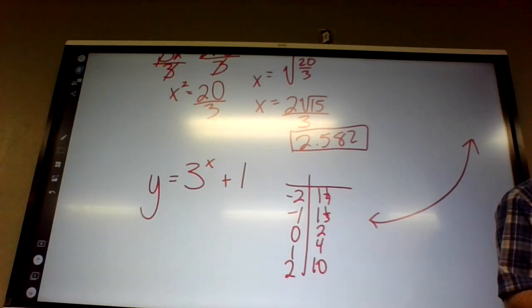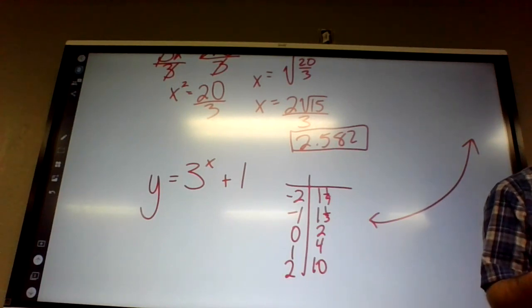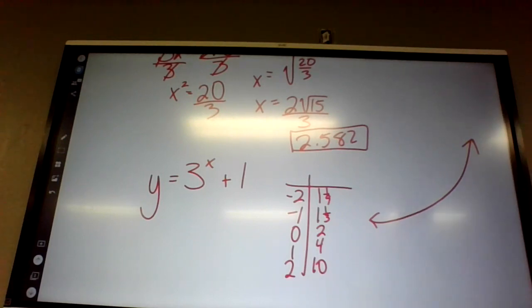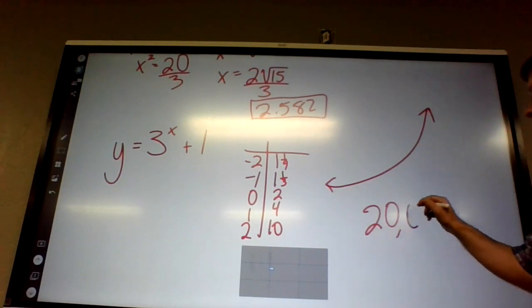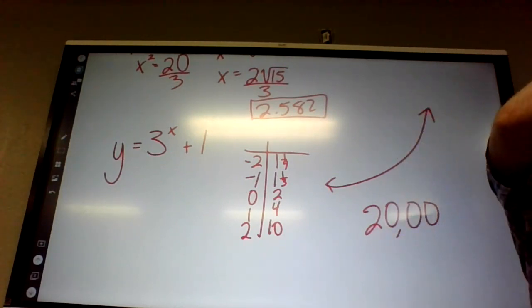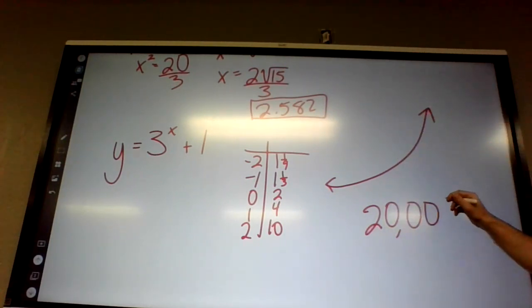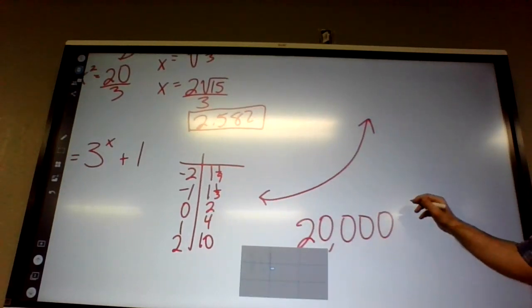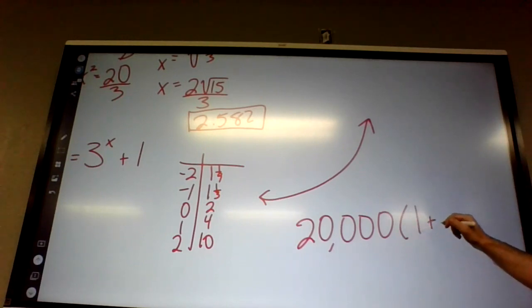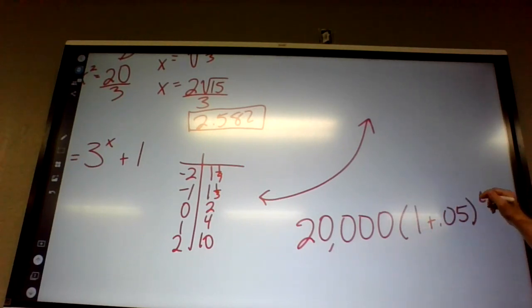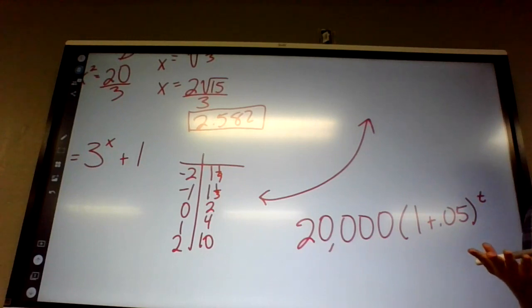Okay, also, there will be kind of one of those word problems, like if the population is 20,000 people and increases by 5% every year, what's the formula? And then it'll say how many people are there after 10 years or something like that.